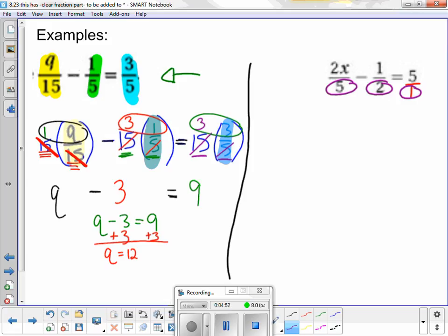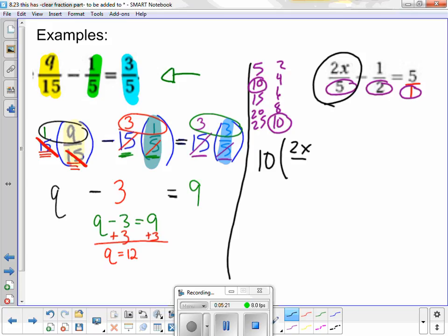But the multiples of 5, let's think. We have 5, 10, 15, 20, 25. And then what about the multiples of 2? 2, 4, 6, 8, 10. Oh, we have an overlap. So 10 is that multiple of both of those numbers that I can use to simplify this equation to clear the fraction. So first thing I do is I write down 10, and then I'm going to write down this first equation, so 2x over 5 minus, before I write the next part, 10 times that 1/2 equals 10 times 5 over 1.